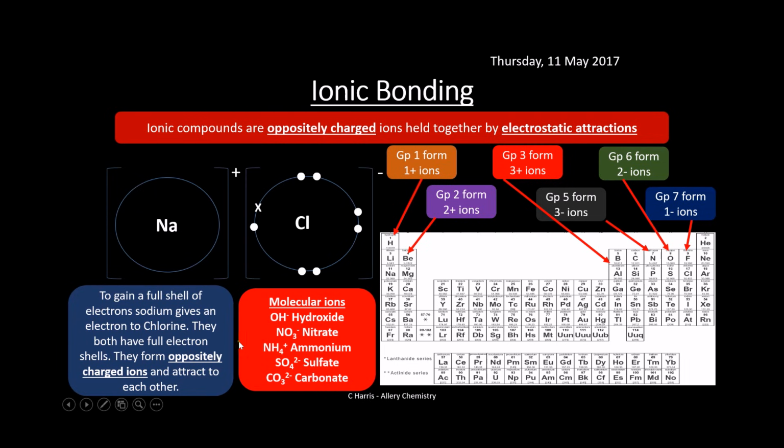You need to know your molecular ions. Hydroxides are OH-, nitrates are NO3-, ammonium is NH4+, sulfates SO4 2-, carbonates CO3 2-. Make sure you know these molecular ions. They're really, really important.